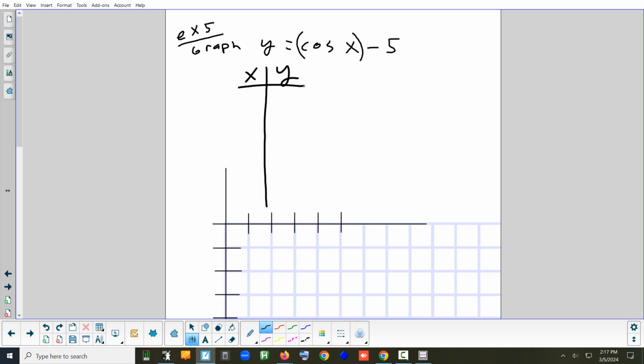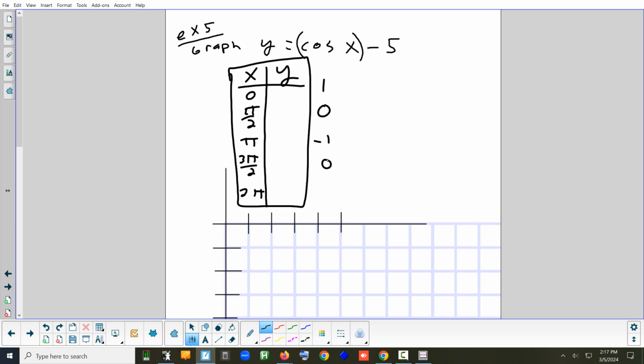Okay. All right, so what stays the same? The x's. Yep, and what are my x's? 0, pi over 2, pi, 3 pi over 2, 2 pi. And what about my original y values? Just be careful that they are for cosine. Anybody give me those? 1, 0, negative 1, 0, and 1. Perfect. And what are we going to do to every one of those? You're going to subtract 5.